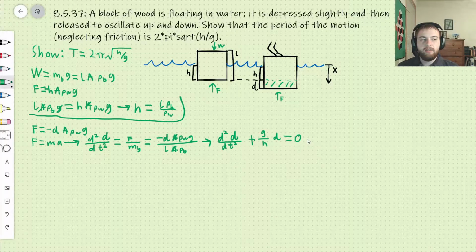So if we rewrite this in terms that we normally see in a differential equation, we have our differential operator, D. Well, let me rewrite that, make it a little neater: D squared plus g over H D equals 0.